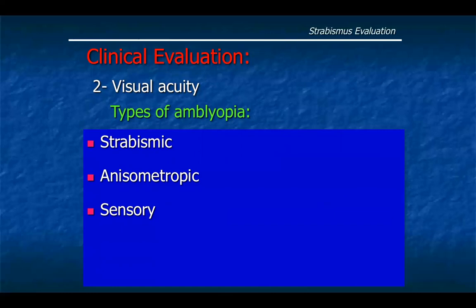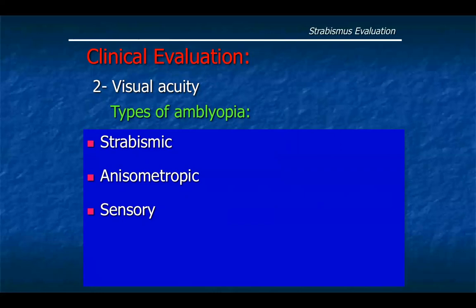The second type is anisometropic amblyopia, which is due to difference in the refractive error between both eyes. For example, one eye is +1, the other eye is +5. The image from the +5 eye, if the patient does not wear glasses, will be very blurred. So the brain will neglect this eye, will suppress this eye, and by time it will become amblyopic.